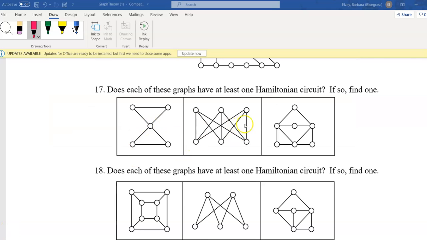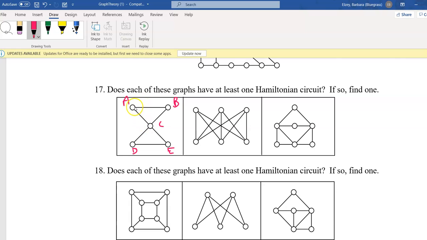So let's look at these in number 17 here, and let's see if we can find a Hamiltonian circuit. All right, so I am again going to label my vertices just so that we can tell what our circuit is here in this first one. Now remember, I have to visit every vertex and then return to the same vertex. I don't have to visit every edge.